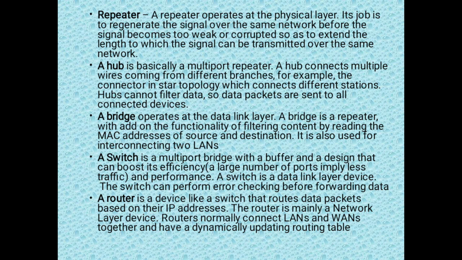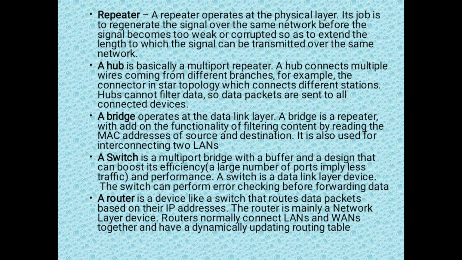First one is the repeater. Repeater operates at the physical layer. It is used to regenerate the signal over the network. When the signal is weak, the repeater is used to strengthen the signal to transfer the data on the network. A hub is a multi-port repeater. A hub connects multiple wires coming from different branches. Example, a connector in a star topology acts as a hub. I repeat, hub is a multi-port repeater. Hub cannot filter data, so data packets are sent to all the connected devices.